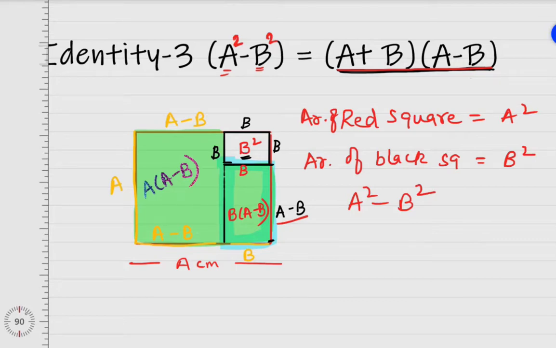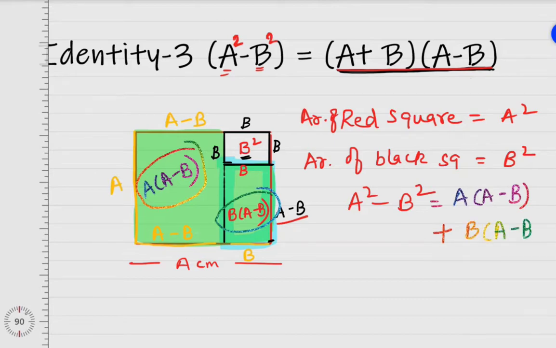Okay. Now see, a square minus b square is this L-shaped area. I have already told you. Now this is equal to how much? See, this part plus this part. Okay. So the first part is a into a minus b plus b into a minus b. Isn't it? See, this is b into a minus b and this is a into a minus b.